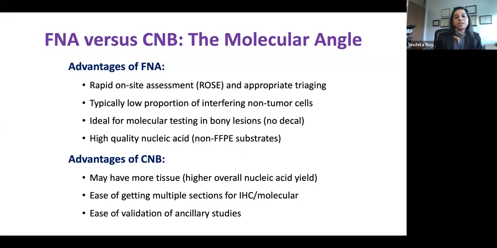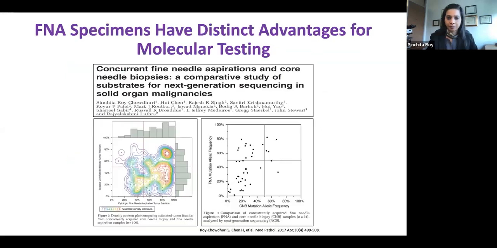Core biopsies, as I mentioned, tend to use larger needles, so obviously you're going to get a little bit more tissue than you see in an FNA specimen. So your overall nucleic acid yield might be higher. You have a paraffin block for all these biopsy specimens, so you can get multiple sections to validate some of these downstream assays. That has been perceived as one of the biggest advantages of core biopsies for molecular testing. But as I mentioned, FNAs tend to aspirate more of the tumor cells.